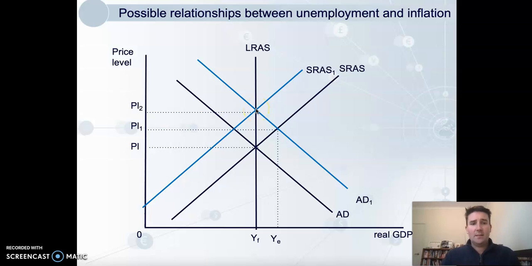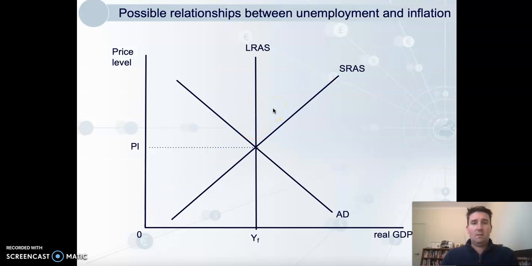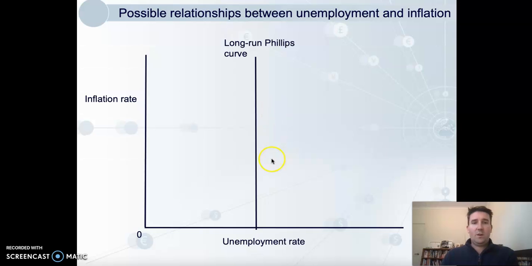What that means is that, in the long run, the negative relationship between inflation and unemployment does not exist. We have a higher price level and no change in unemployment, which looks just like a long-run Phillips curve. We can get higher inflation with no change in unemployment. We can go the other way as well.